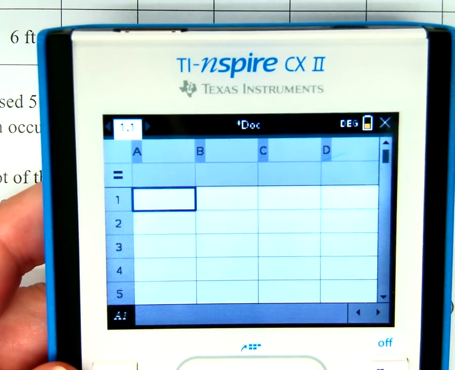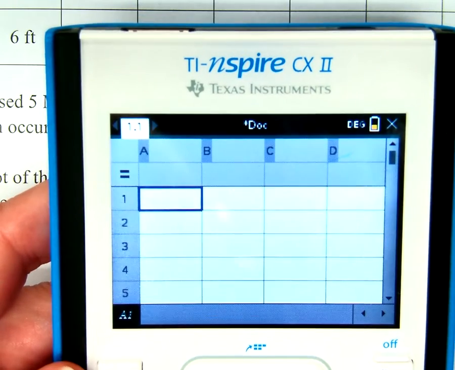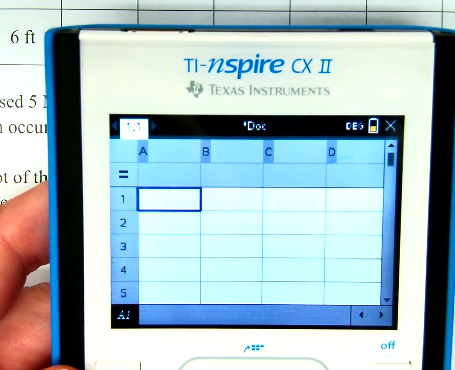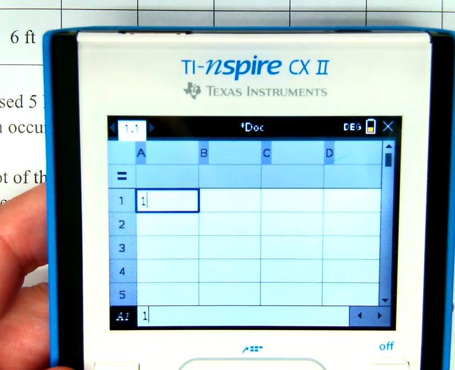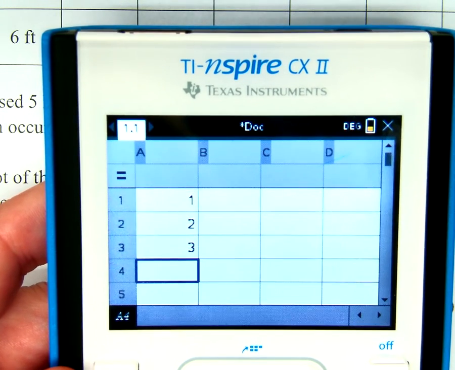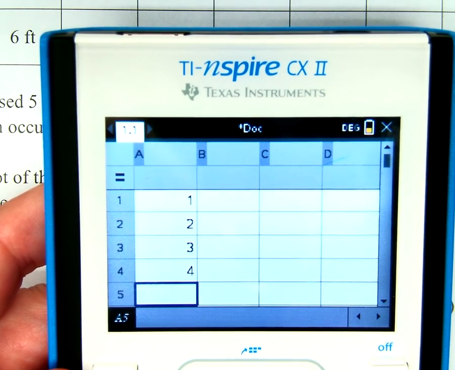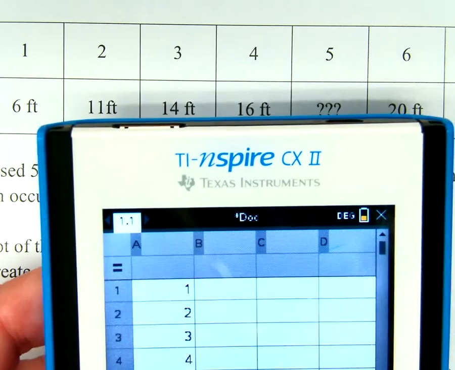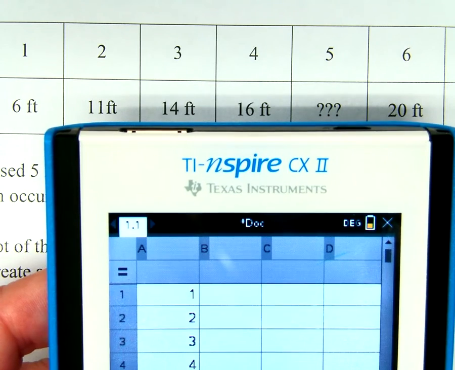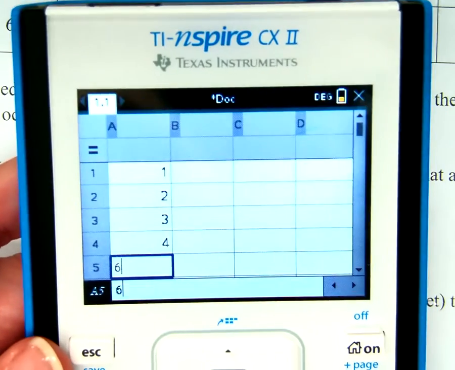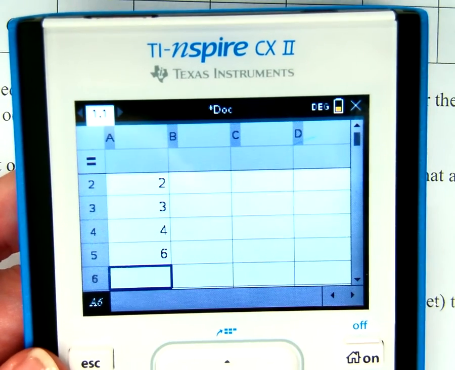Okay. So what's going to go in the X column? 1, 2, 3, 4. Uh-oh. We don't have anything for 5, so can we put 5 in? Nope. 6. Uh-oh. Then 8.